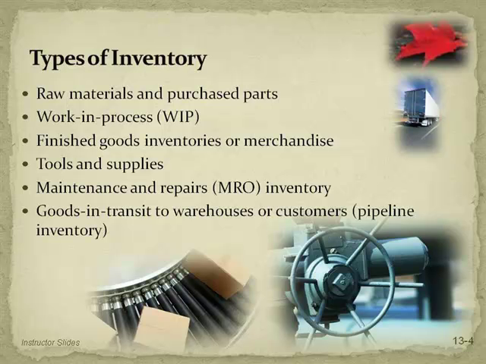Those tools and those supplies are very important, so we have to keep track of how many of those we have as well. MRO inventory, maintenance and repair inventory, again, are inventory items that are not necessarily part of the finished product, but we need these in order to actually perform the transformation process. So any cleaning materials or things of that nature would be an example of MRO inventory. And then finally, the movement of finished products from one location to another.